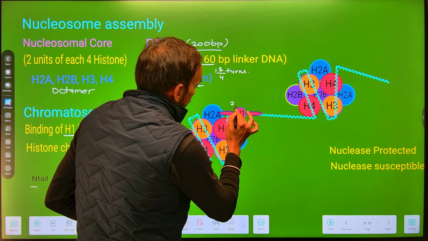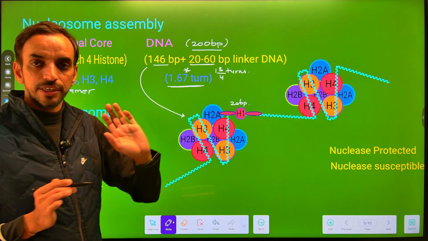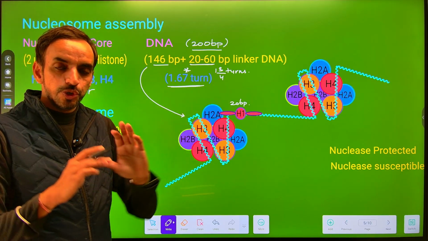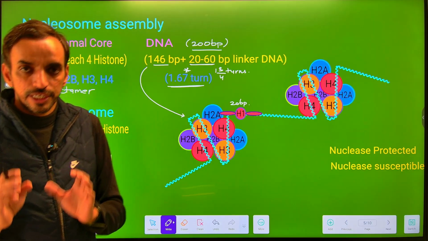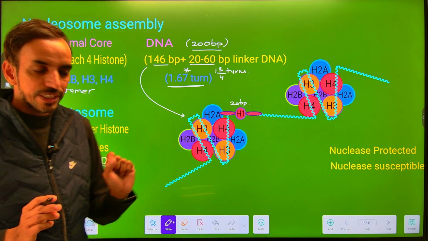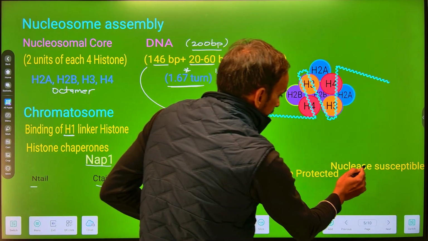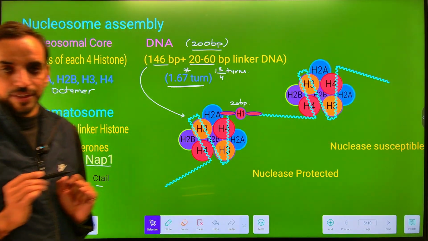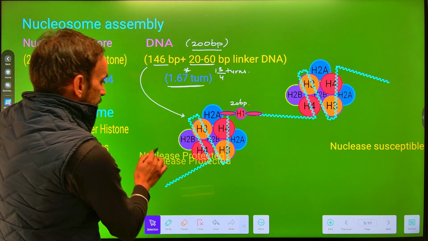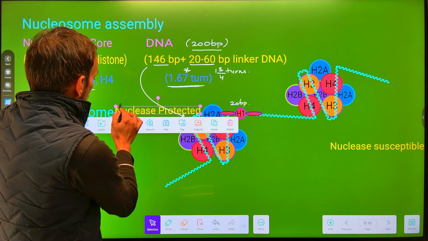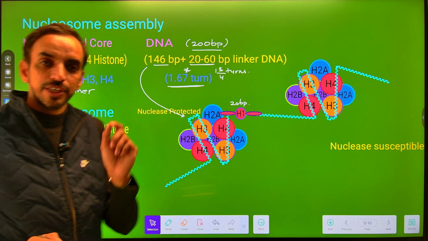We can say 20 base pair of linker DNA gets covered by this. Let us take 60 base pair, out of which 20 base pair will be covered by the binding of this H1 linker histone. On this basis we have a concept of nuclease-protected and nuclease-susceptible DNA. The DNA which remains interacted with the histone, that is this 146 base pair of DNA, is nuclease protected.